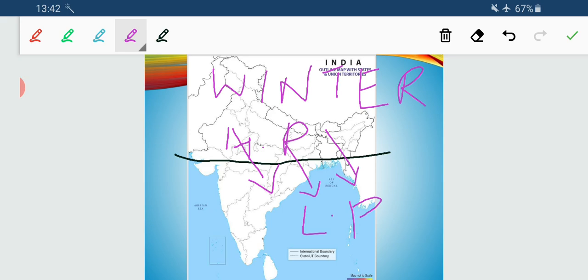So this is due to the difference of the pressure condition. The winds move from water body to land mass or land mass to water body. This is related to the pressure and wind system. So these are the three factors. Now there are other factors also, like upper air circulation, western cyclonic disturbances and tropical cyclone.